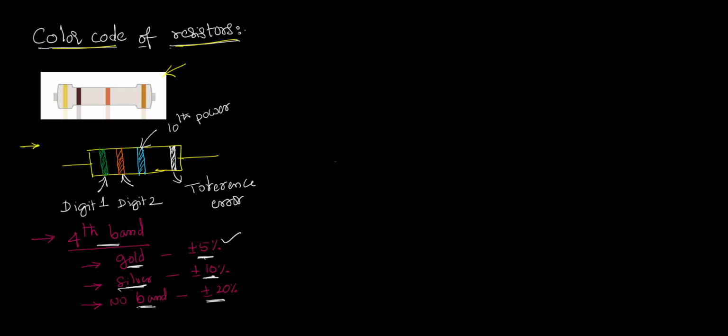Then the first band and of course the second band, the first color and the second color. The same is the case with the third band, but the third band is the power of 10. There are certain colors, and each color represents a particular value. That is the point we are going to discuss here: which digit corresponds to which color. That's what we would like to learn.